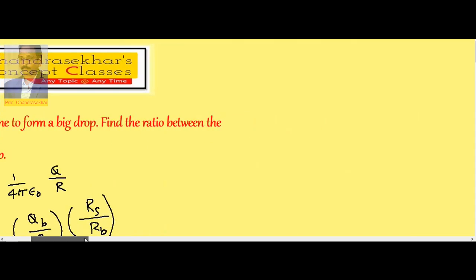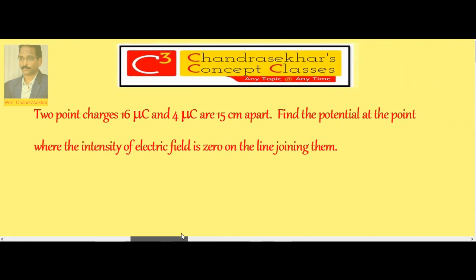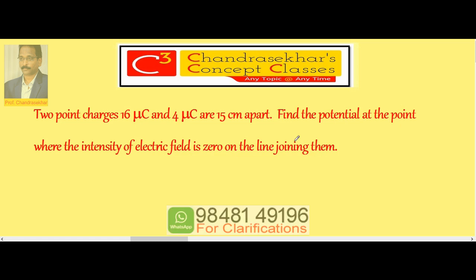Consider another example. Two point charges 16 microcoulomb and 4 microcoulomb are 15 cm apart. Find the potential at the point where the intensity of electric field is 0 on the line joining them. So here two charges are taken, 16 micro and 4 micro. The distance of separation is 15 cm. We are to calculate the potential at the point where the intensity of electric field is 0.